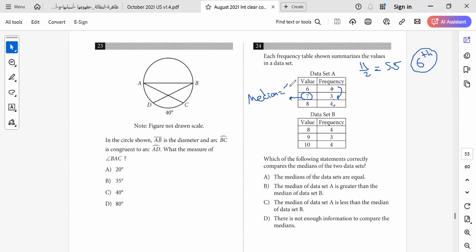Median is 7. I'll do the same for set B. They're also 11, so also the sixth. I will add 4 plus 3 is 7. I passed the 6, so that is the median. Median is 9.